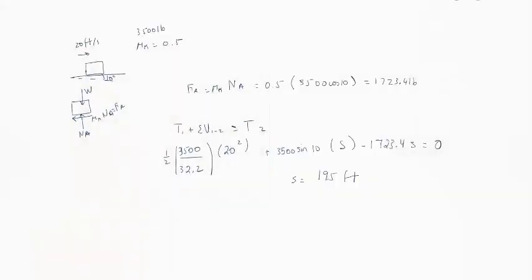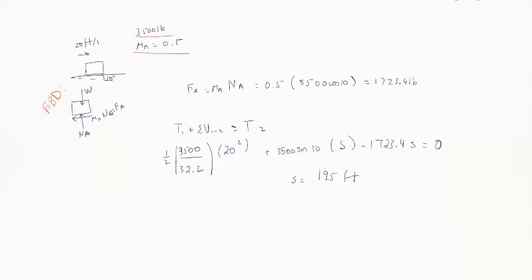So let's do this example. We have this body on an inclined surface of 10 degrees, it's moving 20 feet per second, and we have the weight 3500, and the friction coefficient is 0.5. So first we do the free body diagram. Always do the free body diagram, it's very important. So we have the weight, we have the reaction, and we have the friction.